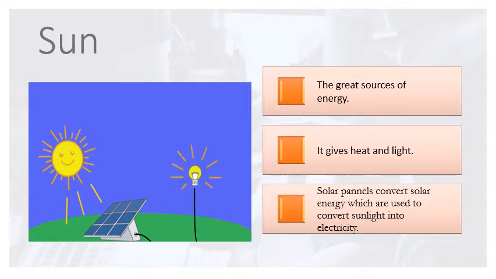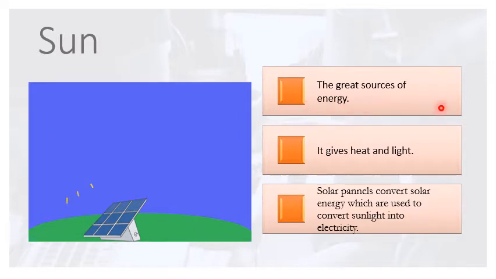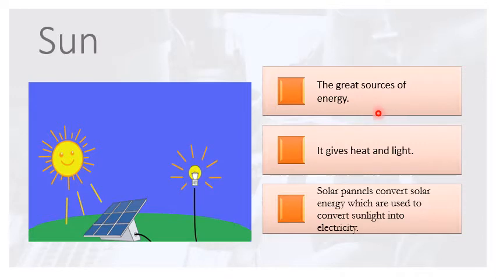Here comes another source of energy, which is the sun, and as we know, it is a great source of energy. The sun gives heat and light. What kind of energies does it give? It gives heat and light.